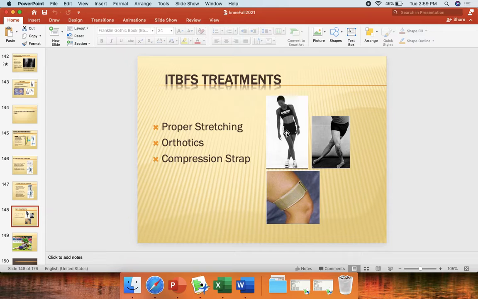So treatments for this: some stretching. I particularly like this stretch here. I know Dr. Mitchell, she would also talk a lot about muscle releases, particularly in the tensor fascia lata and at the glute medius and minimus. So there are a couple of ideas.